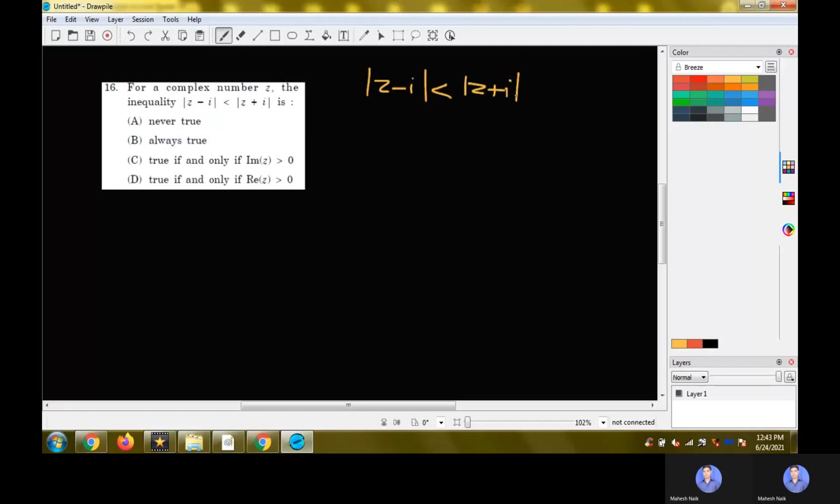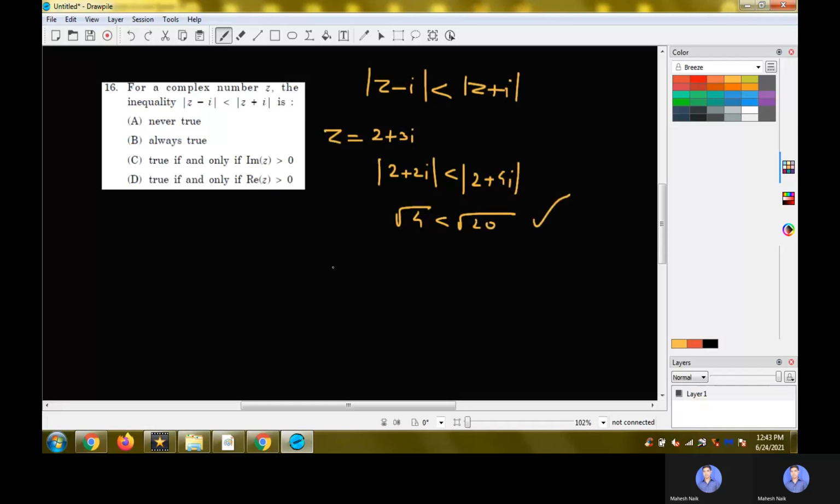Now, since we have various options which talk about the real part of z and the imaginary part of z, in general, let's try to take different values of z and accordingly see what happens to the inequality. So if I take z as 2 plus 3i, my expression would become mod of z minus i, which is 2 plus 3i minus i, so 2 plus 2i, less than 2 plus 4i, and the mod of this would be square root of 4 less than square root of 16 plus 4, that is 20, which is true.